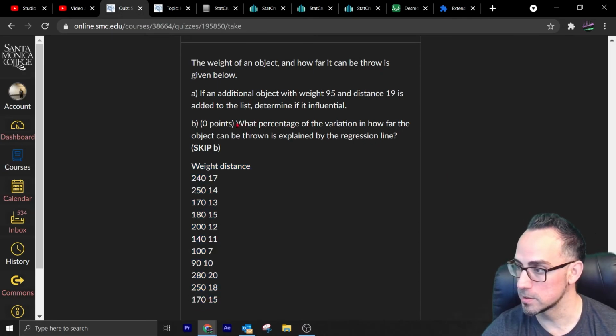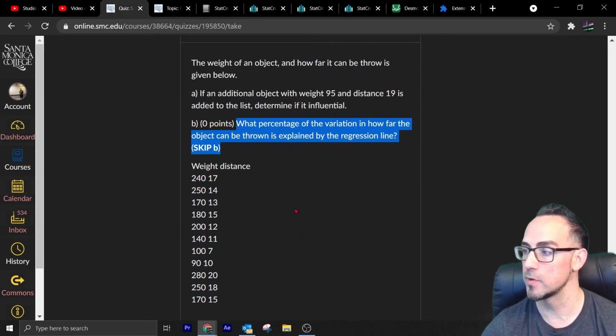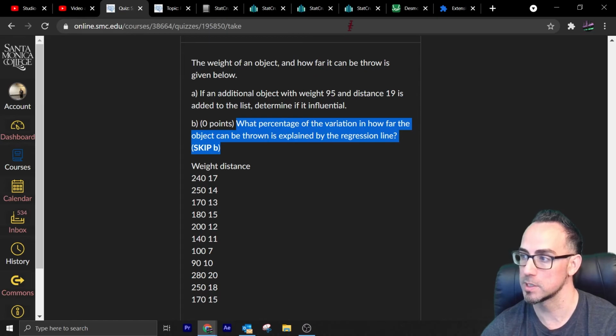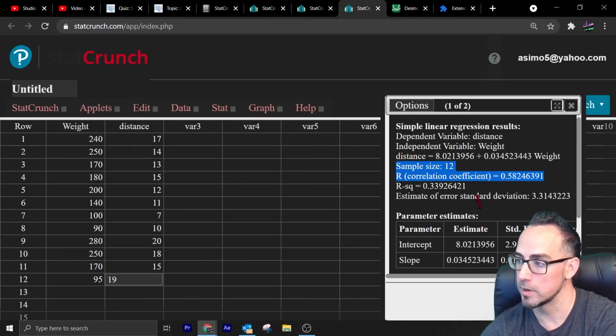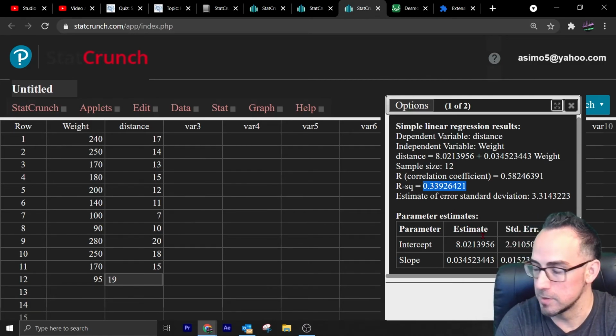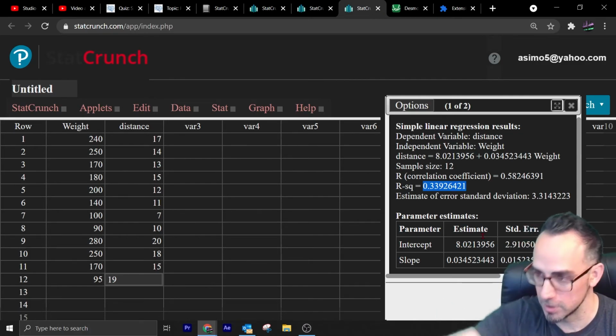And okay, this is such an easy question, but we didn't really talk about it a lot. It says, what percentage of the variation in how far the objects can be thrown is explained by the regression line? That's just r squared. So the answer would be 34%. So you can write 34%. That's your answer. That's it. 33.93%, right? It's just r squared.